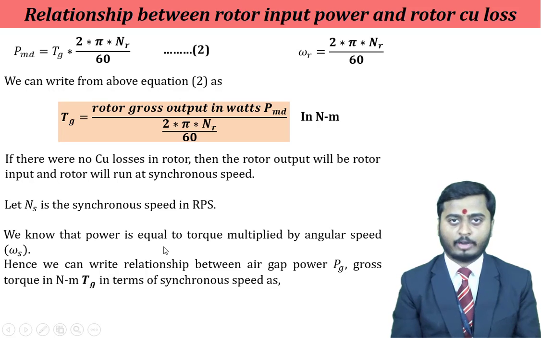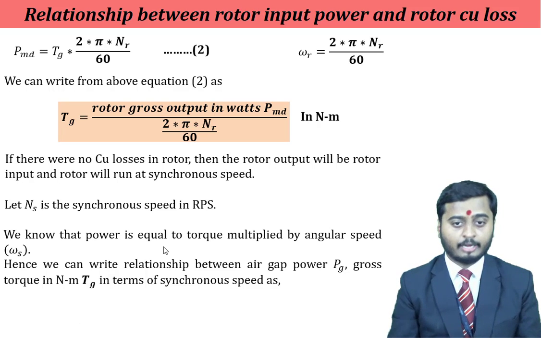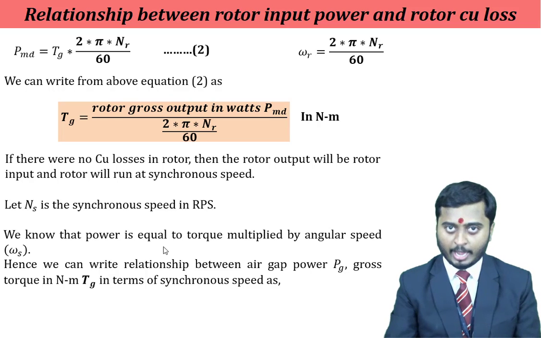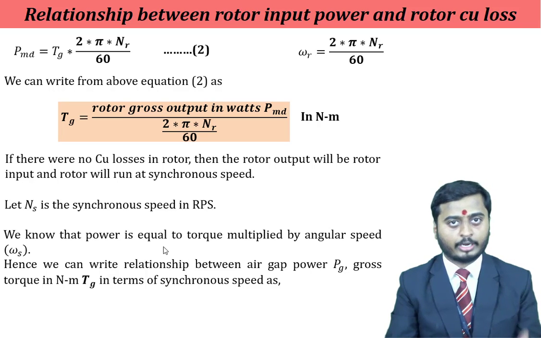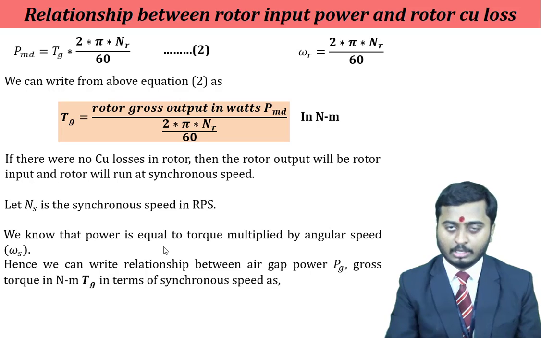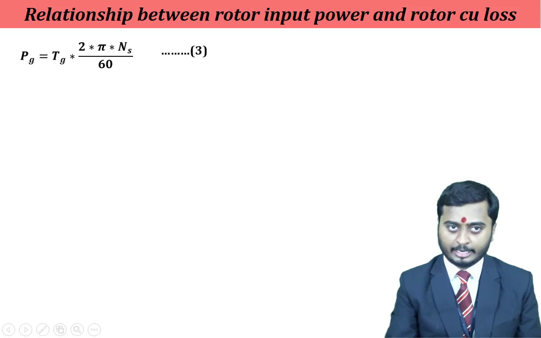Again we know the formula for power, so here we can find the air gap power. Why? Because the rotor input power is denoted by Pg, which is also called the air gap power or stator output power. And obviously, the stator magnetic field will rotate at synchronous speed Ns. So instead of using Nr or omega r, we will use omega s in the formula of power. What we will get is power equals speed into torque. Therefore I can write Pg, the gap power or rotor input power, equal to Tg into 2 pi Ns upon 60.